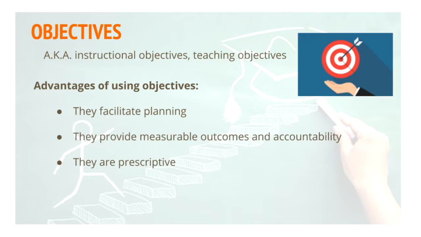Like, once the objectives are decided, the whole course planning, materials, textbook selection, and other related processes can begin. They also provide measurable outcomes and accountability, so you can measure the success or failure of a program to teach or achieve the objectives. They are also prescriptive because they describe how planning should proceed, and they get rid of all this subjective interpretation or personal opinions, because they should be pretty clear and straightforward.